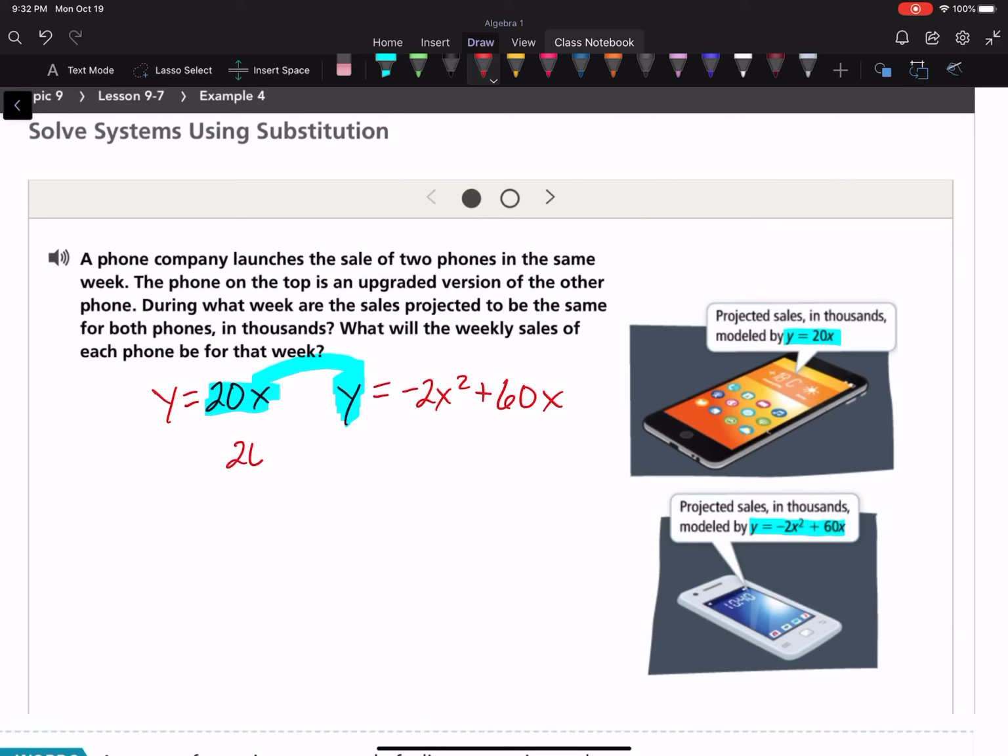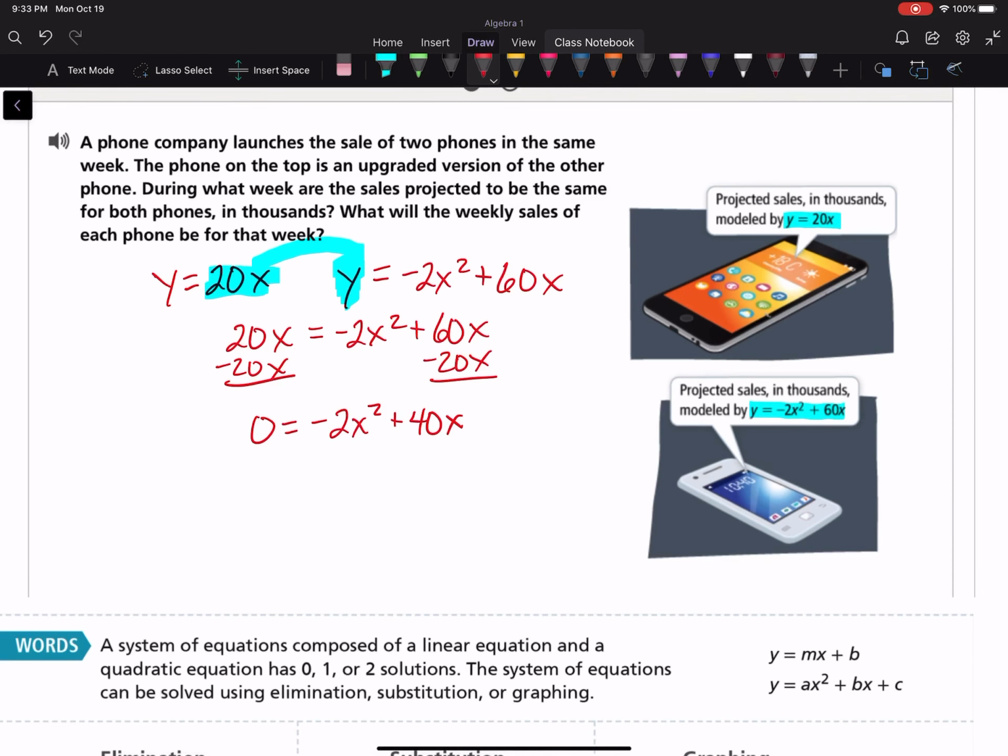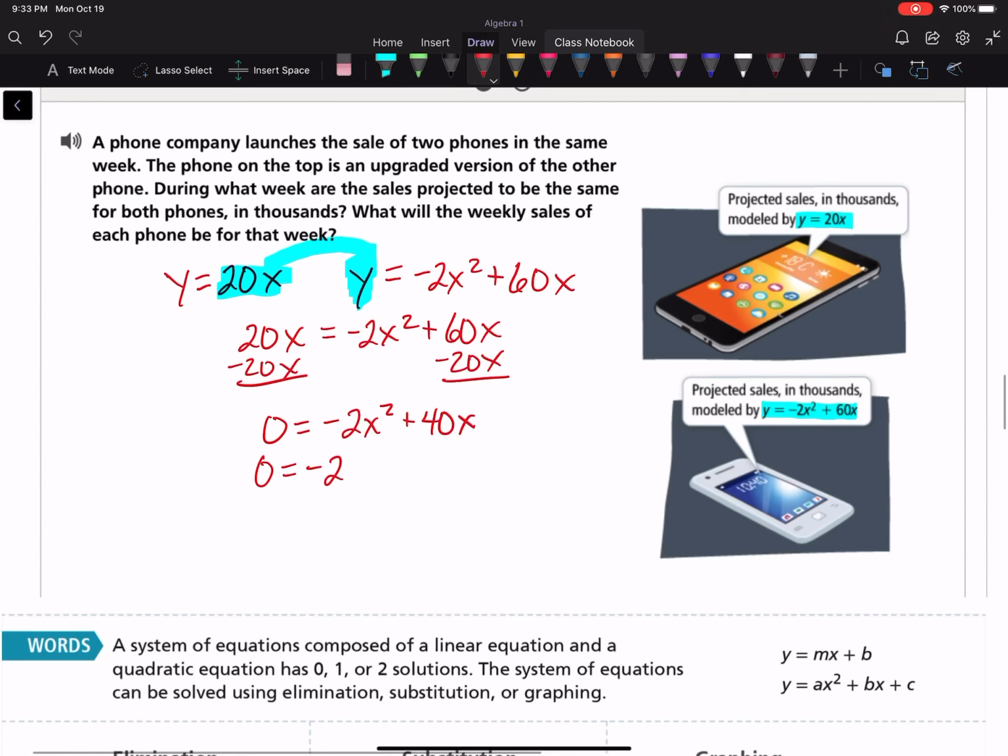So that will be 20x equals -2x squared plus 60x. And I'm going to subtract 20x over because we want it equal to 0. So 0 will be -2x squared plus 40x. And we factor out what we can. You can take out a -2x and you would have an x minus 20 left. So you set both of these equal to 0, so negative 2x equals 0, and x minus 20 equals 0. So x will be 0 and x will be 20.